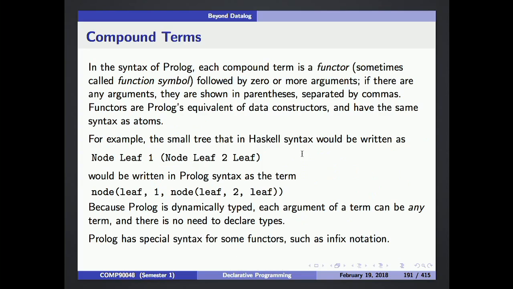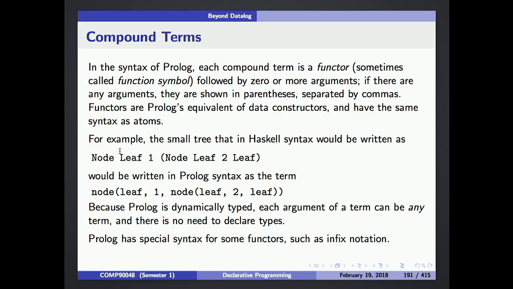And then the syntax of Prolog is made up of compound terms. So we have atoms and we have compound terms. A compound term is a functor, or function symbol, which is basically exactly the same as an atom, followed by zero or more arguments. And as soon as you have more than one argument, you put them in parentheses and separate them with commas. So our functors are exactly the equivalent of Haskell's data constructors, except they're not typed.